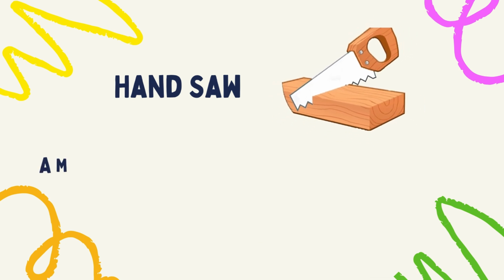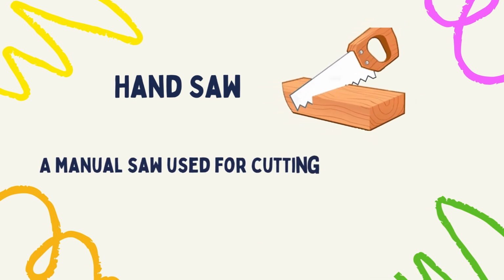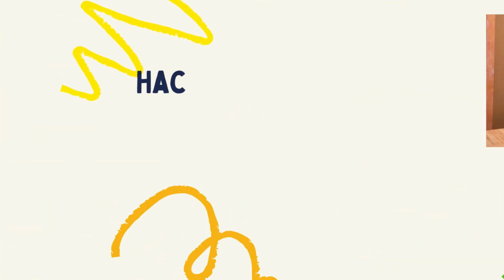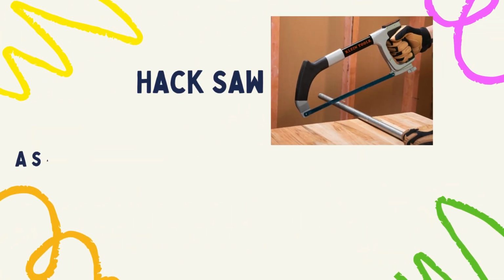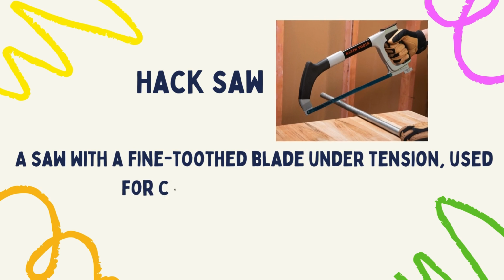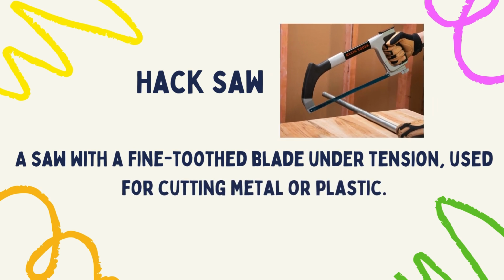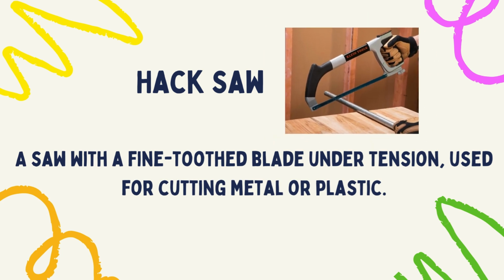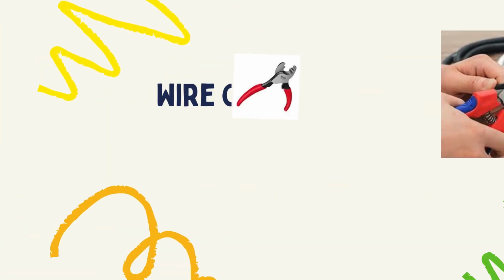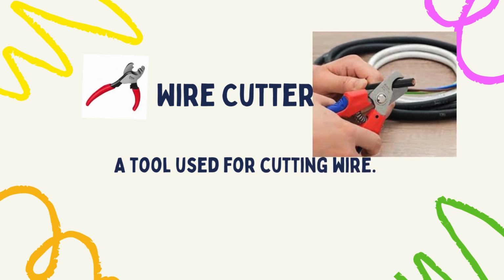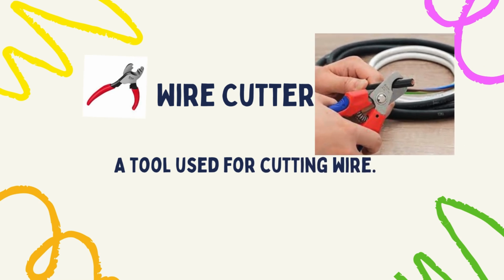Hand saw. A manual saw used for cutting wood or other materials. Hacksaw. A saw with a fine-toothed blade under tension, used for cutting metal or plastic. Wire cutter. A tool used for cutting wire.